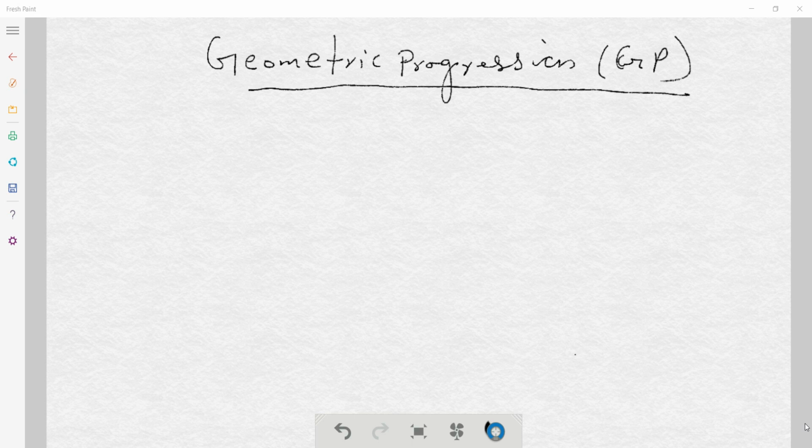So what is geometric progression? Think about it this way. A progression is another way of expressing a sequence. Geometric progression is also known as geometric sequence, and it's often abbreviated as GP. For the sake of simplicity, we're going to use GP for geometric progression. GP has a special property that the ratio of two consecutive terms is always constant.